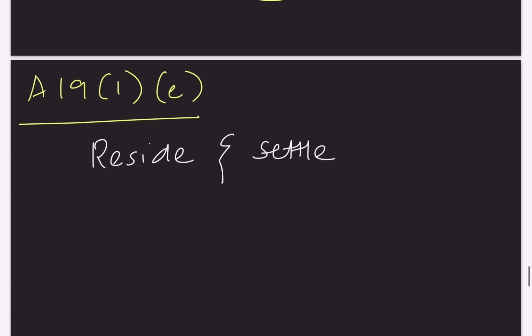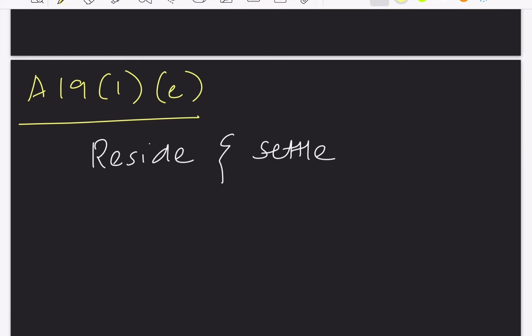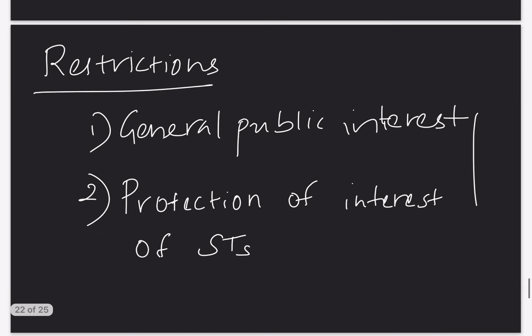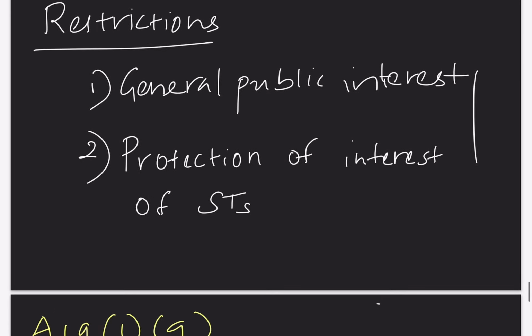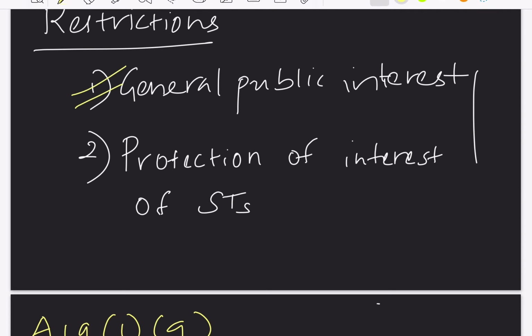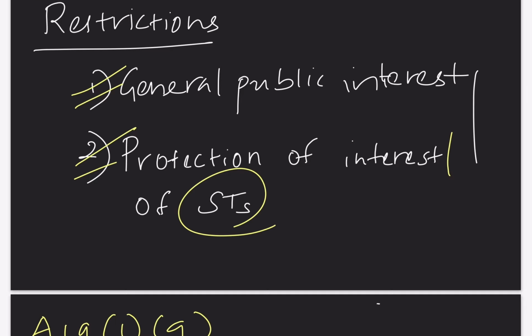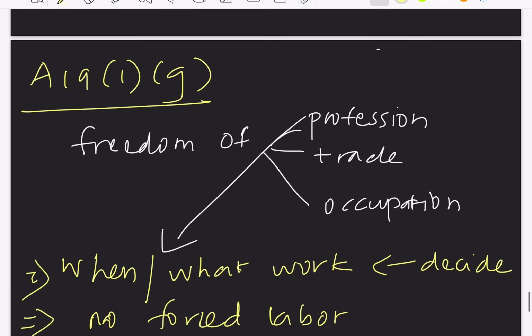Next, not just do we have the freedom to move throughout, but also the freedom to reside and settle anywhere in our country. Obviously there are two restrictions, the same restrictions: we must keep in mind the interests of the general public and also the interests of STs. Next we have Article 19(1)(g). It provides for freedom of profession, trade and occupation.